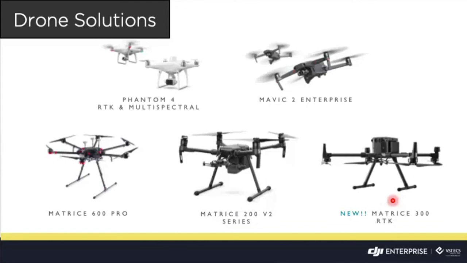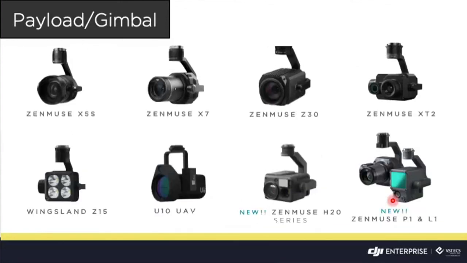Let's also recap the payloads and gimbals that we offer, which are the Zenmuse X5S and X7, used as visual cameras, the Zenmuse Z30 for zooming for inspection, as well as the Zenmuse XT2 for inspection also, the Wingsland Z15 for spotlight, the U10 UAV for gas leak detection, the Zenmuse H20 series, a hybrid camera integrated for the Matrice 300 RTK, and the Zenmuse P1 and L1 for photogrammetry and LiDAR inspection.